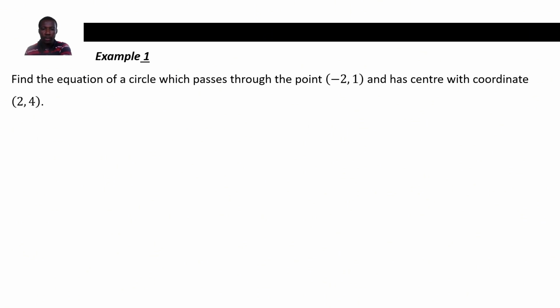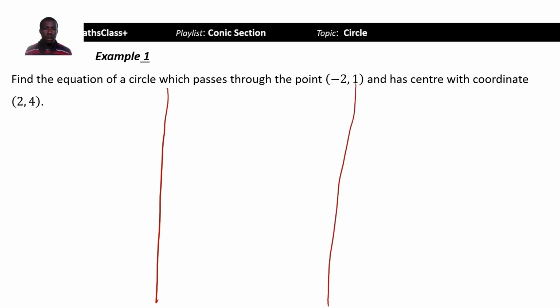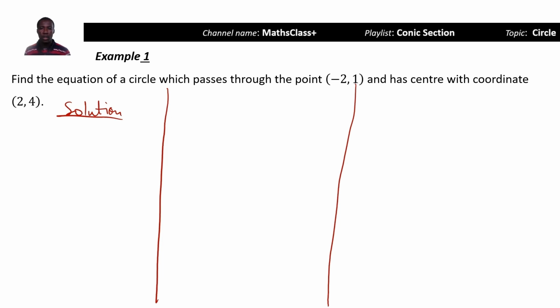Example 1. Find the equation of a circle which passes through the point (−2, 1) and has center with coordinates (2, 4). So let's go through it. Solution. Now, once we have a point on the circle and the center, we can substitute each of them into the general equation.